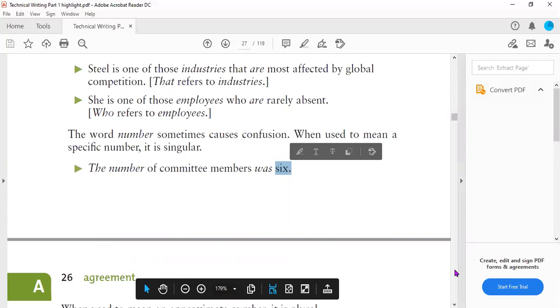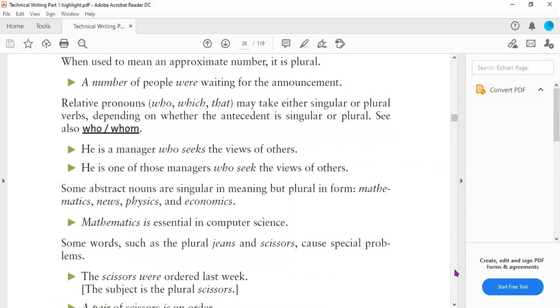But we use plural when we talk about a number of people, when we talk about something that is approximate, okay? A number of people. We don't know how many people participated or were part of the announcement. That's why we use plural. So if it's a number, if it's specific, then it's singular. If it is not specific, if it is approximate, then it's plural. Relative pronouns who, which, that may take either singular or plural verbs, depending on whether the antecedent is singular or plural. We explained this, I think, before.